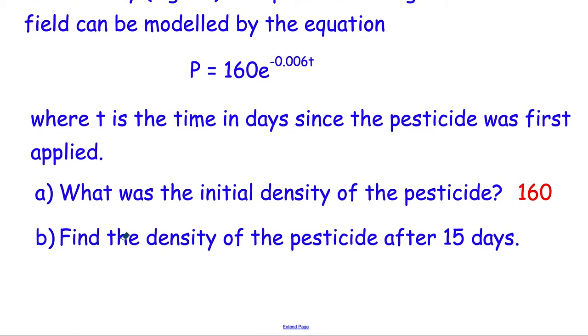So there's my 160. It says find the density of the pesticide after 15 days. This is just a straightforward substitution. That's going to be 160 times e to the power of negative 0.006 times 15. And we can use our calculators to work this value out. We're expecting it to decrease. We know it's decreasing because this is a negative value. I'll talk more about that in a second. Let me just work out the thing whilst I've got my calculator in my hand. I'm getting a value of 146.2.